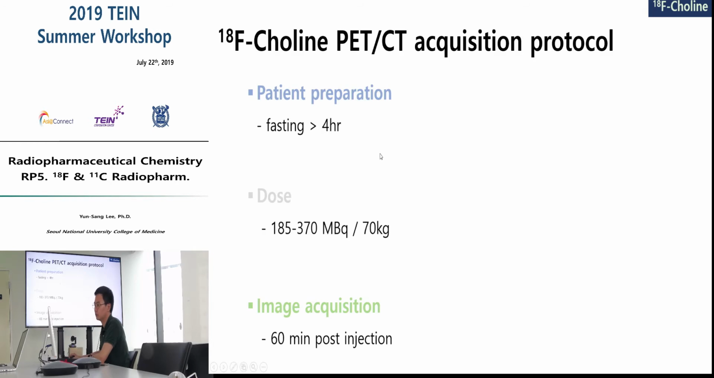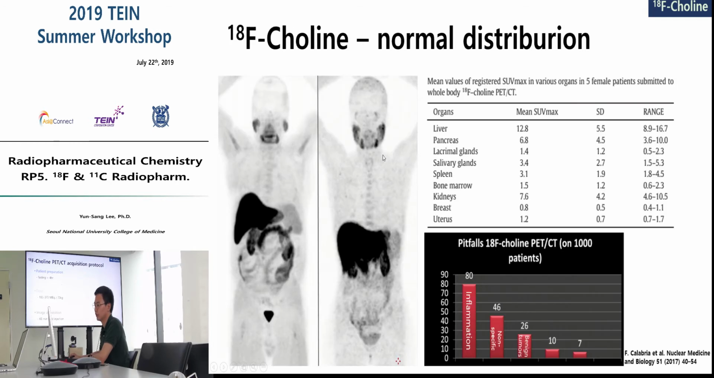And this is a brief of the imaging protocol right now. This is a normal distribution of a choline PET, and as you can see, you can find a high uptake in the liver and pancreas. Excretion is made in dual pathways, so hepatobiliary excretion and urinary excretion are both seen for the F18 choline.